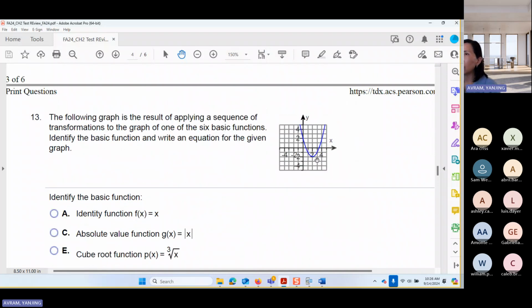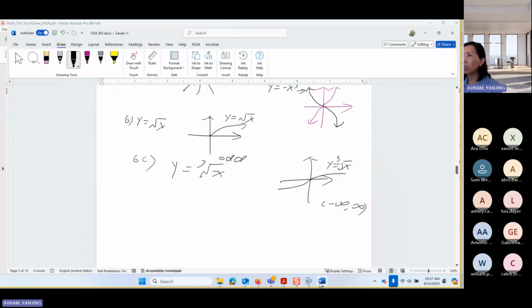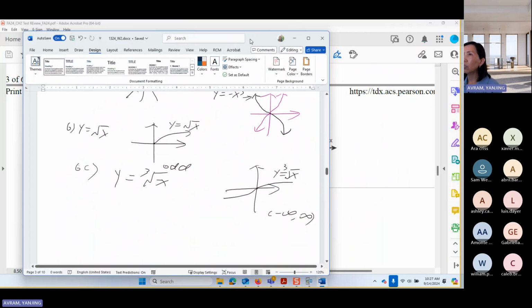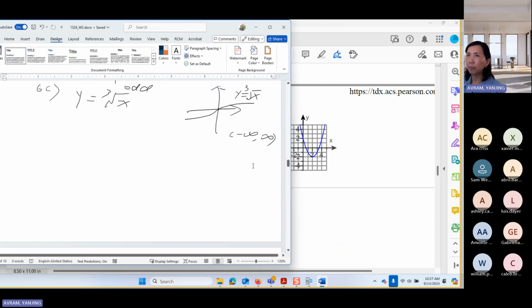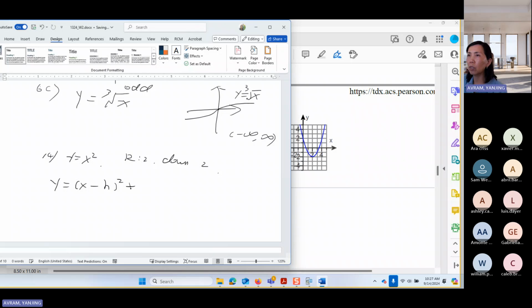Let's see where the vertex is. The vertex here is moving to the right. So you have 1, 2, so it looks like moving right 2 units, and then also moving down 2 units. So you have y equals x squared moving to the right for 2 units and then moving down for 2 units. So we're going to have y equals (x minus h) squared plus k.